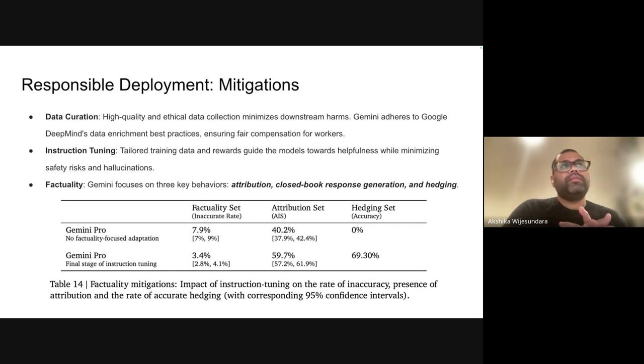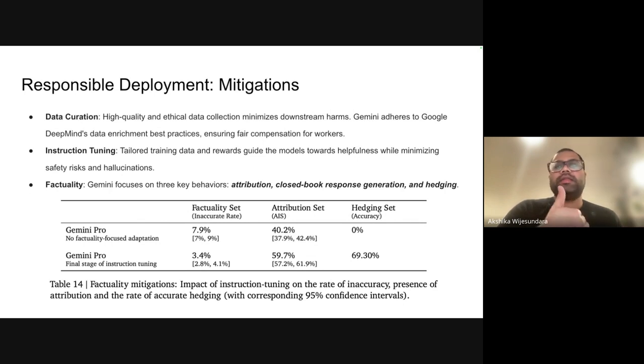And then factuality. Gemini focuses on three key behaviors: attribution, closed book response generation, and hedging. If I'm not mistaken, attribution is when you ask a question and the context has the information, and the model gets the right answer from the context, the prompt itself. For example, you give your personal information and ask a question on that, and if it answers properly, that works. The second part is closed book response. You assume this is general knowledge, like when Barack Obama was president of the US. I think that was one of the examples.